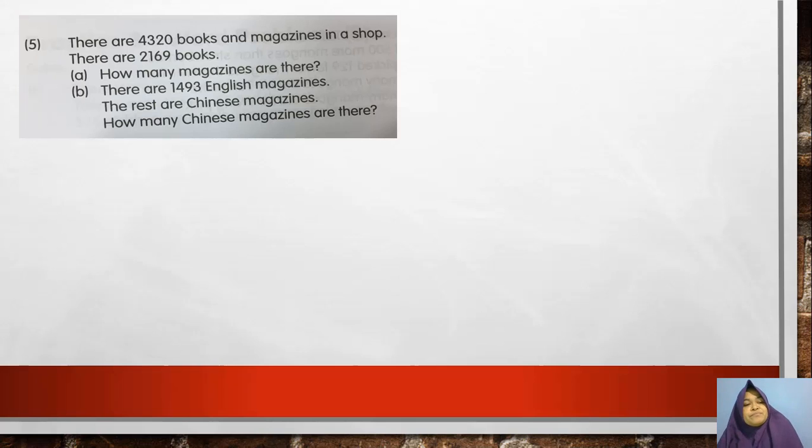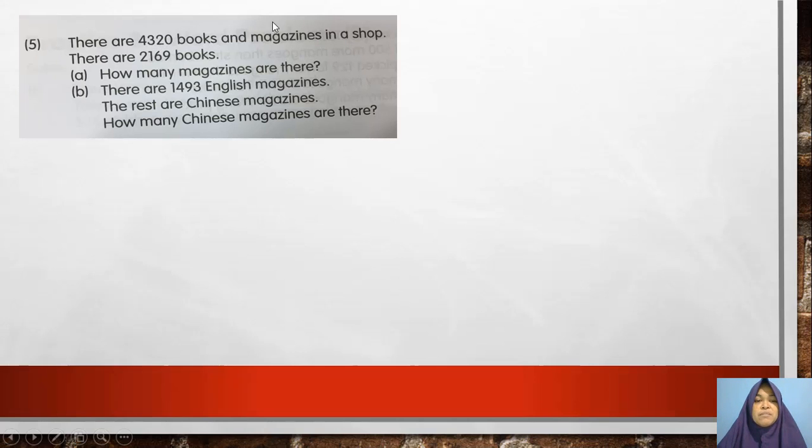Number 5. There are 4,320 books and magazines altogether in a shop. There are 2,169 books. A. How many magazines are there? B. There are 1,493 English magazines. The rest are Chinese magazines. How many Chinese magazines are there? You read the first sentence first.